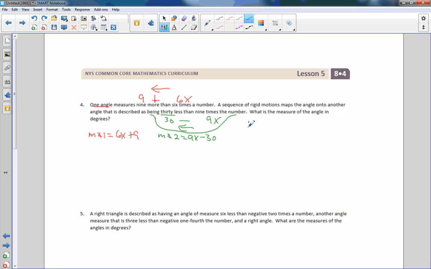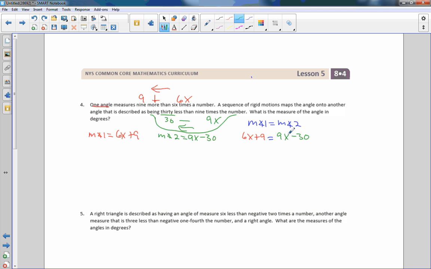So the measure of angle 1 equals the measure of angle 2. So therefore, 6x plus 9 equals 9x minus 30.